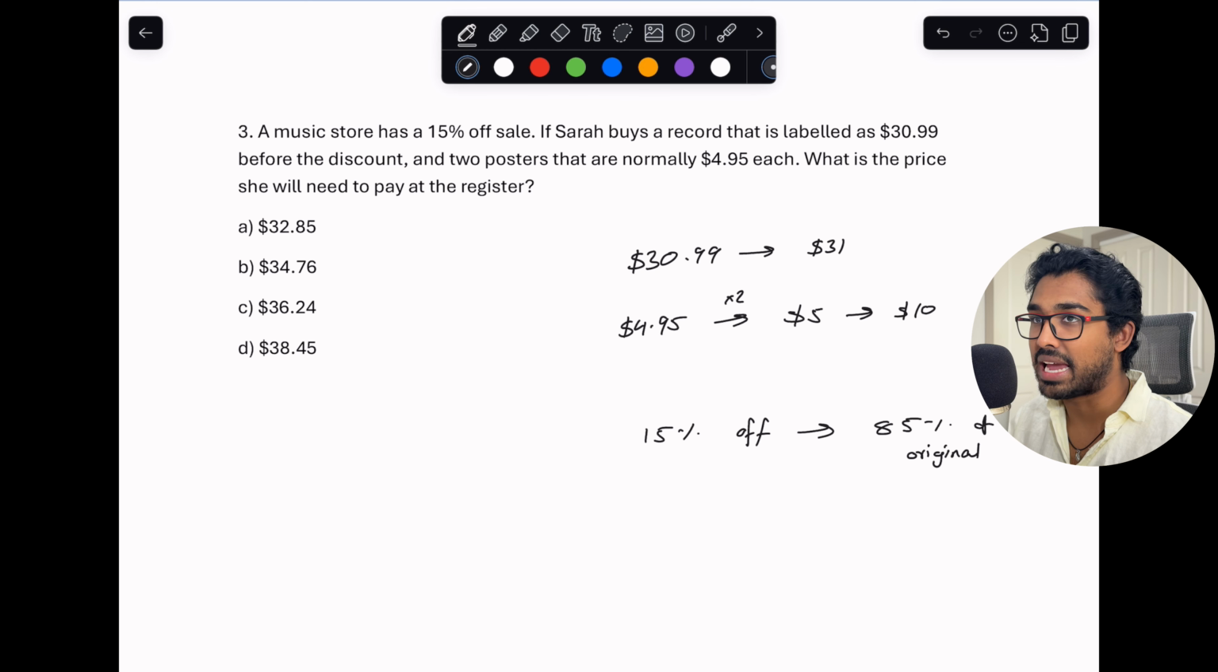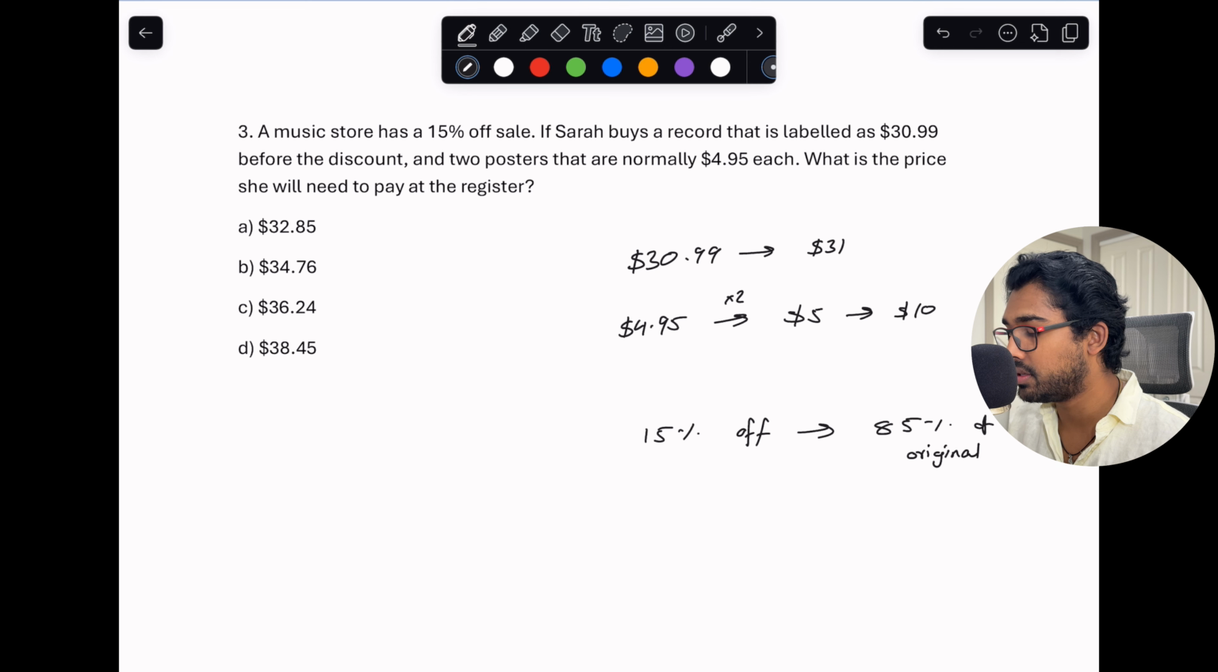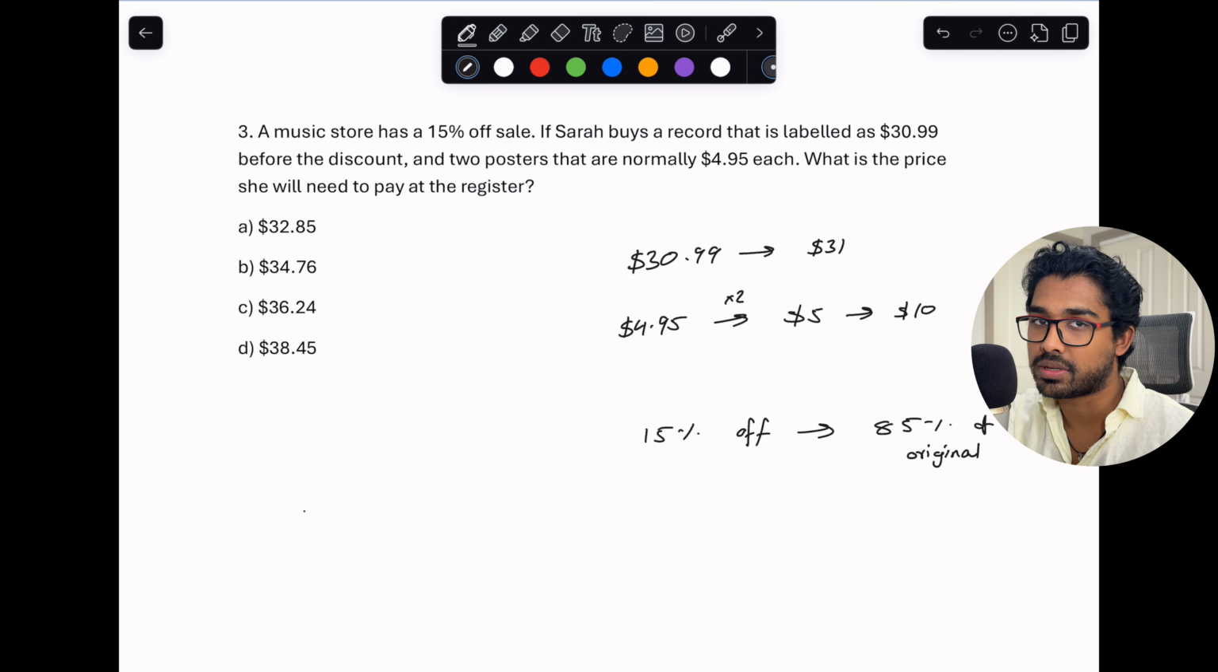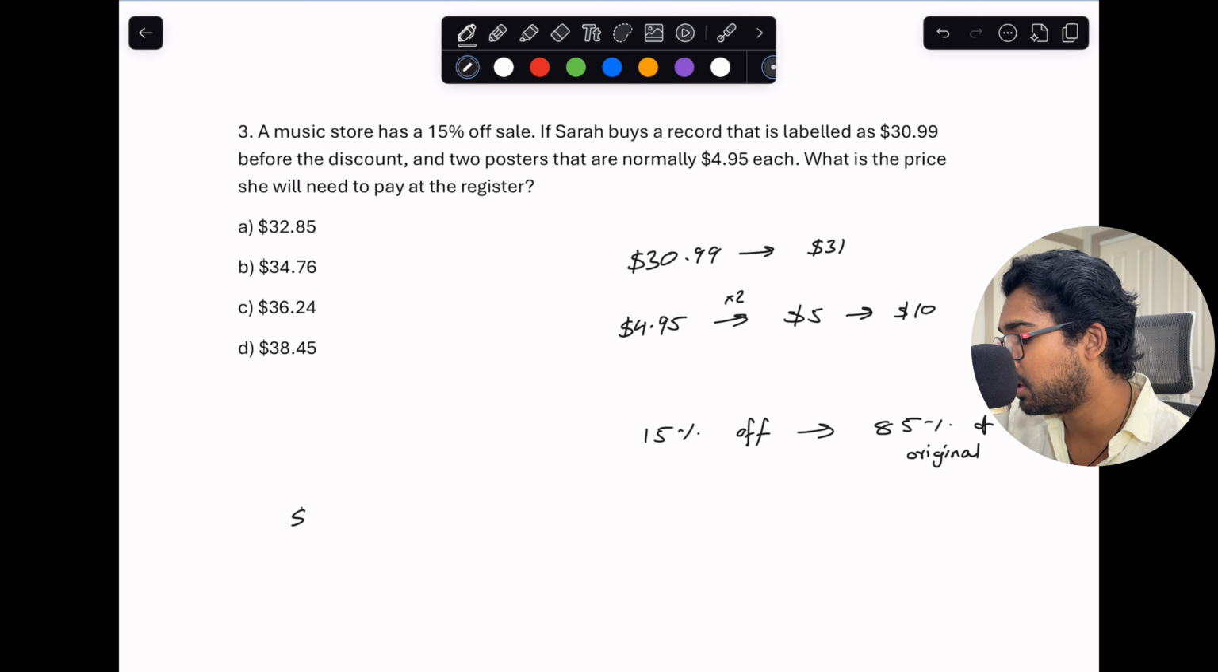Okay, so it just means 85% of the original price. So what I can do is add both of these two together, because both of them are in the same discount. I can do $31 added with $10, which gives me $41. And then all I need to do is find what 85% of this is.